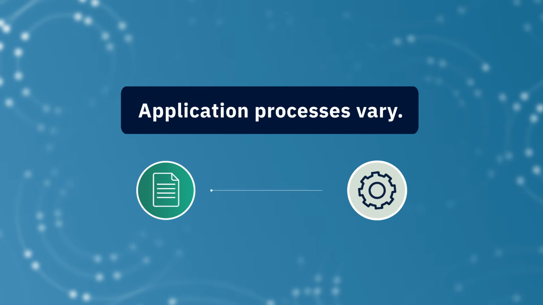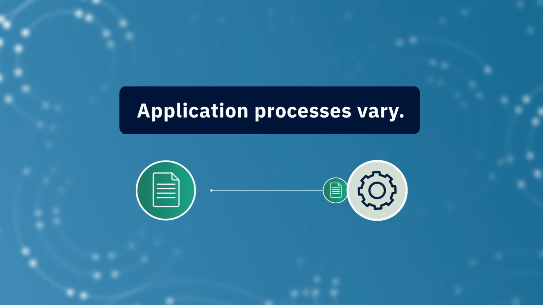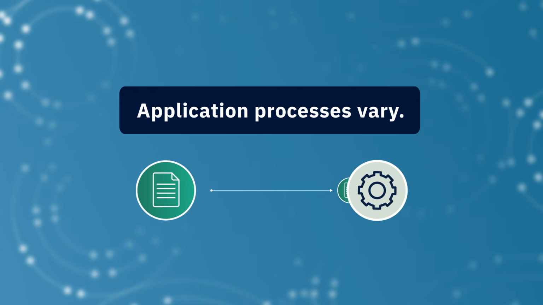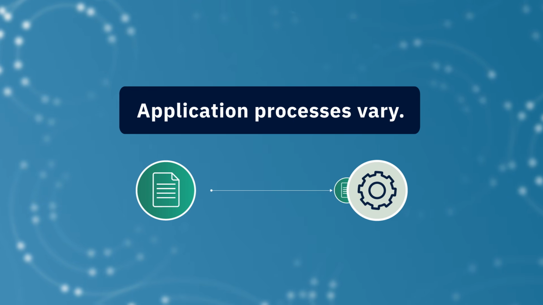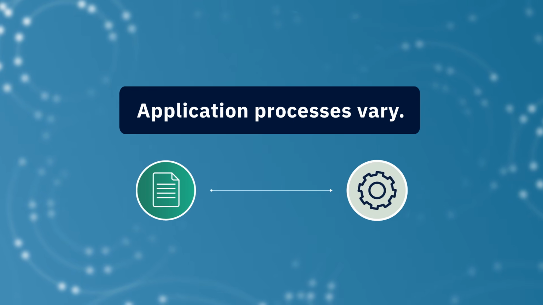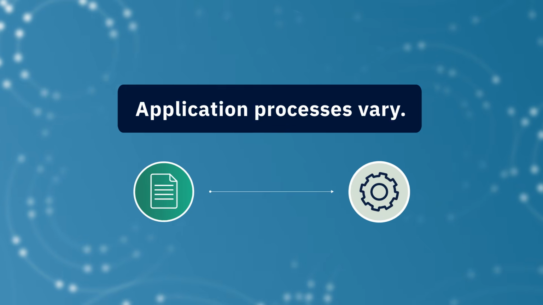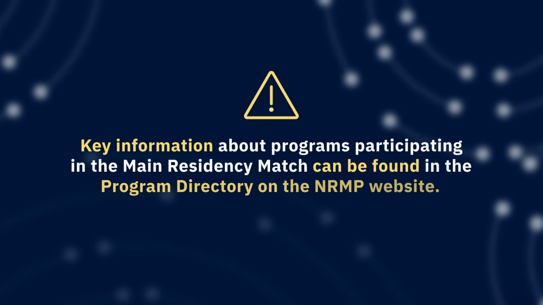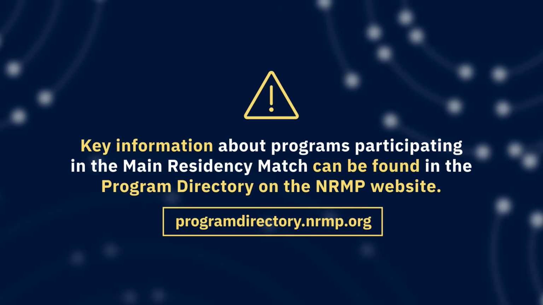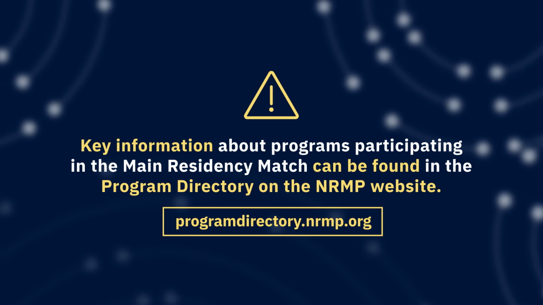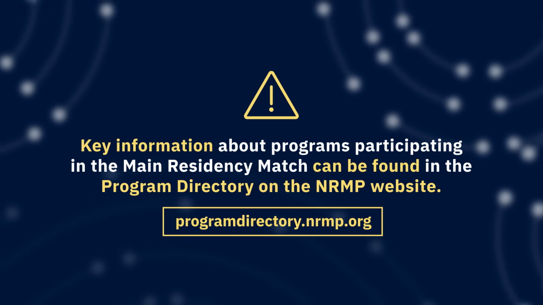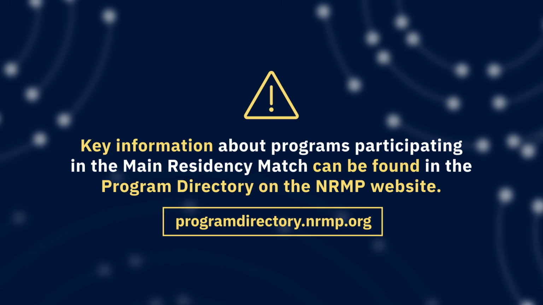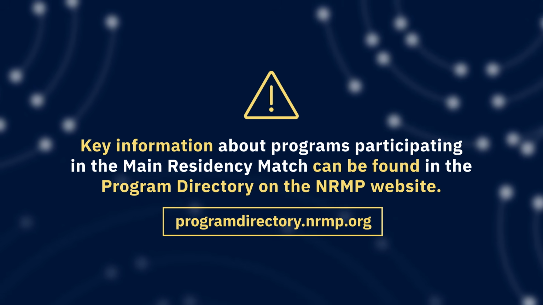Applicants do not apply to programs through the NRMP. Specialties and programs choose how they want applications to be submitted, and if they use an application service, which service they will use. Key information about programs participating in the main residency match, including the designated application service and contact information, can be found in the program directory on the NRMP website.